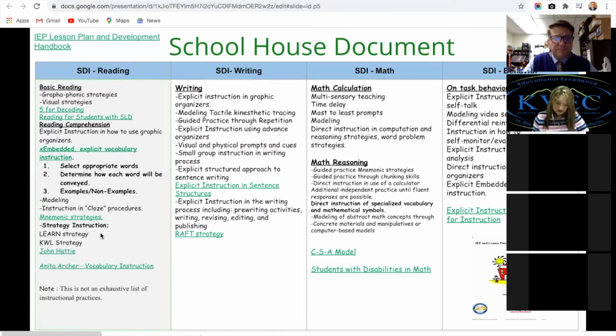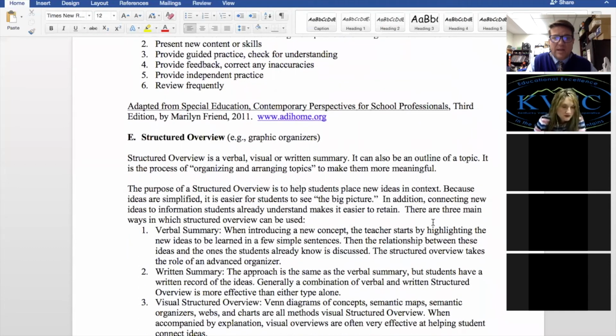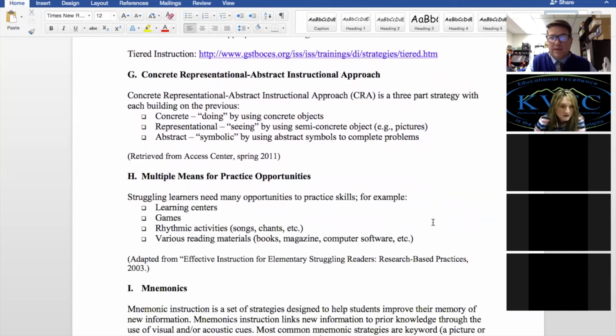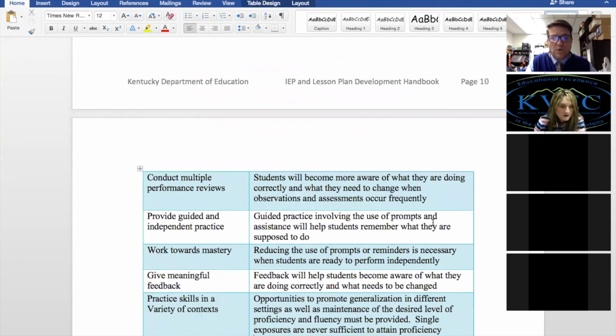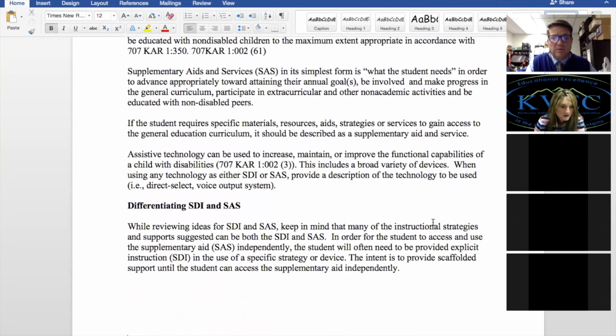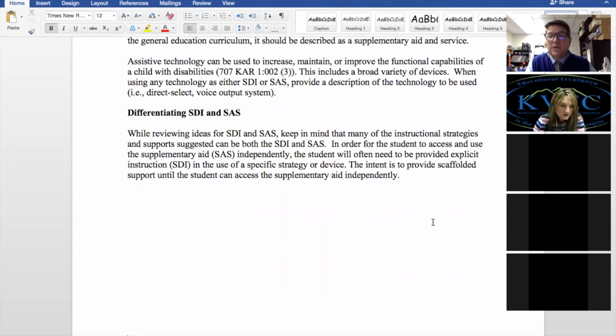So anyway, back to this document, which we love. I want to get down to the part where we show you some of the breakdown of differentiating between SDI and SAS. SDI is simply what the teacher does. If you want to define it really quickly, it's what the teacher does differently in that special education situation with the content, the delivery, and the methodology. It's what we do differently. It's what we do more intensely.